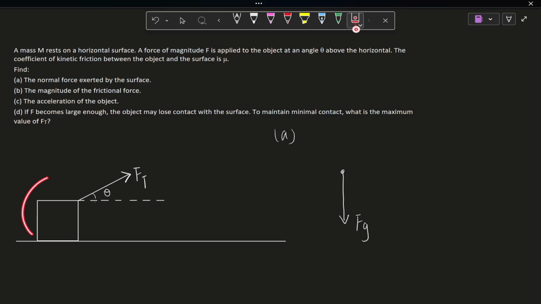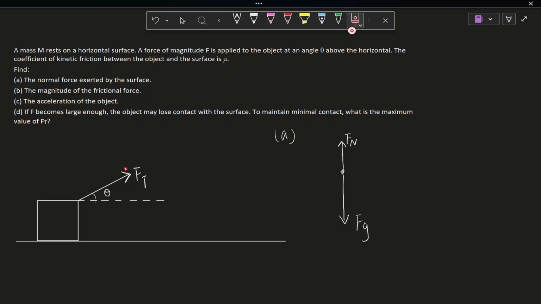Also, because this object is on a horizontal surface, there's definitely a normal force applied by the surface, and the normal force will always be perpendicular to the surface that the object is contacting. This will be the normal force. You may ask, why Fn is smaller than Fg over here? You will figure it out after I explain it to you, but don't worry about it right now.